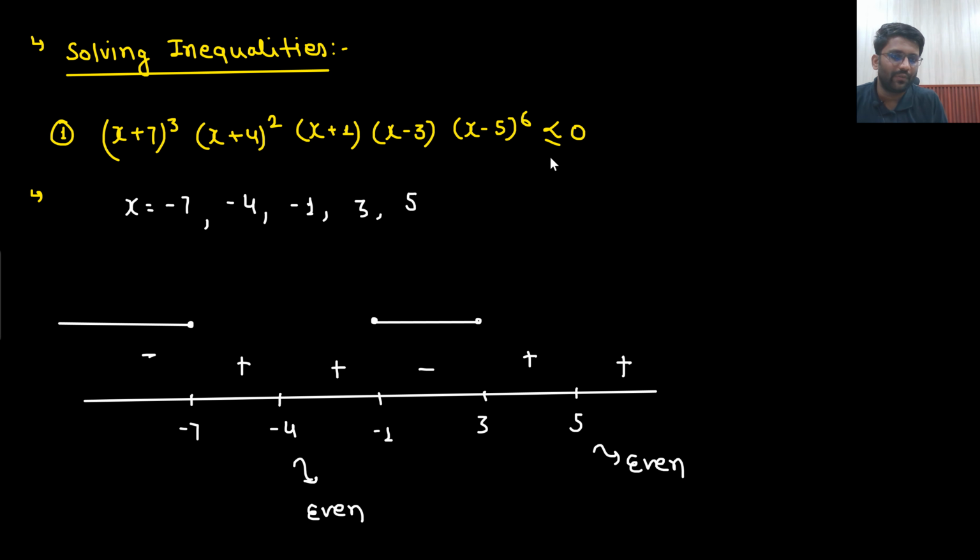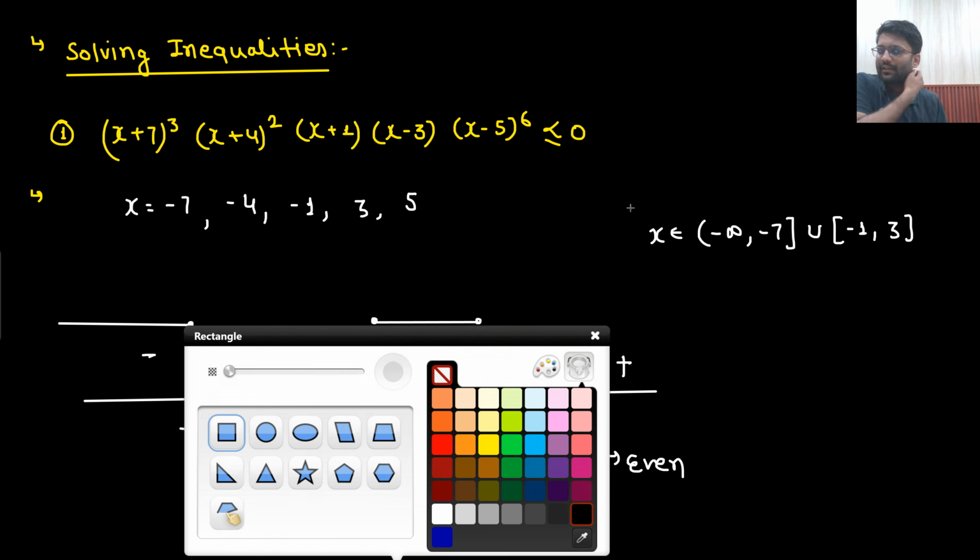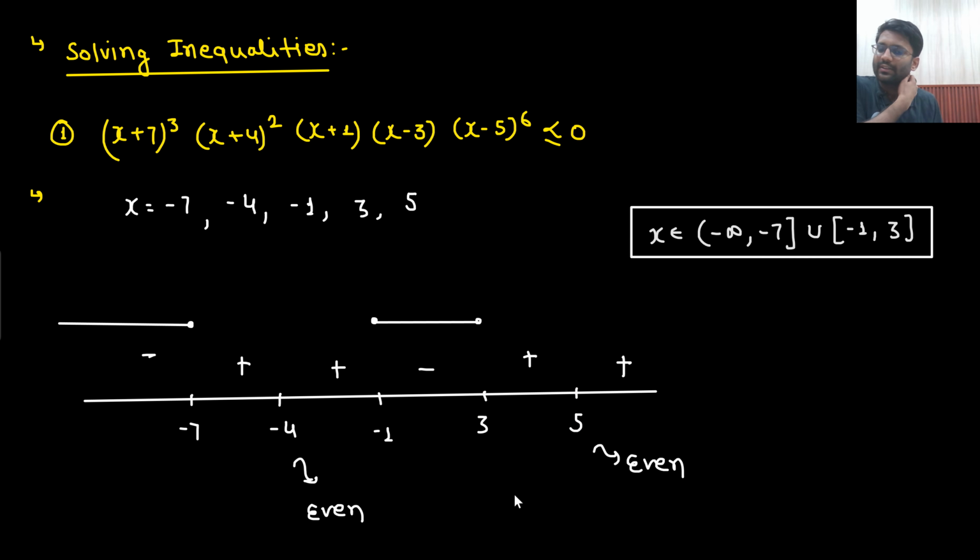What we need to take, value should be less than 0. That means we need to take the values between -1 to 3. That means here x will belong to -infinity to -7, -7 will be included, union -1 to 3. That's it. Understandable? So this will be the range of x. This will be the answer of this inequality.